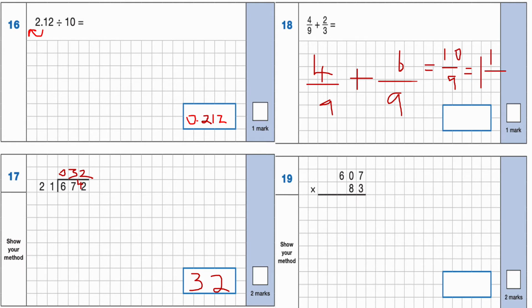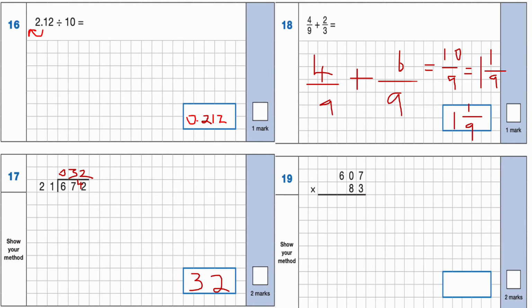Again, because on the front of the exam paper, it doesn't specify what sort of answer, either answer is applicable, but I'm going to put in the mixed number just to be on the safe side, okay? But 10 ninths is also fine. Okay, question number 19. Okay, multiplication.